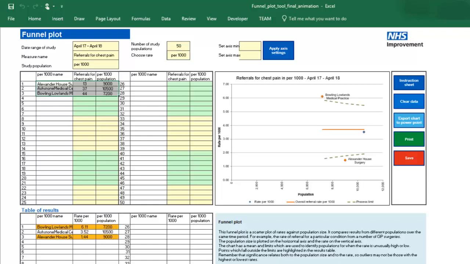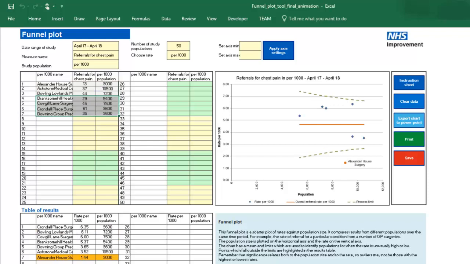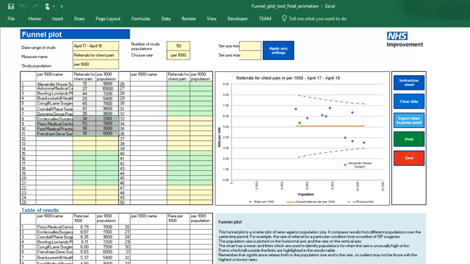There are my first three. Initially, of course, the chart is not very meaningful, but we can already see the mean and the limits. Two of the GP surgeries are labelled because they fall outside those limits. Here are some more, and some more. You can see we're beginning to develop a funnel shape plot which has a mean. Most of the populations lie within the funnel shape plot, but one here lies outside. Let's add some more data.